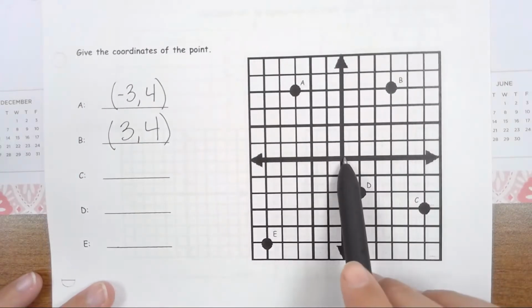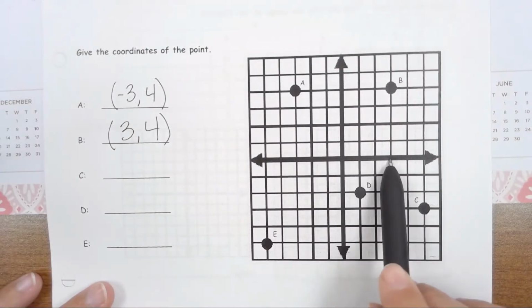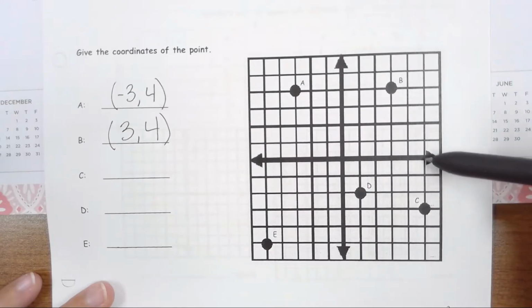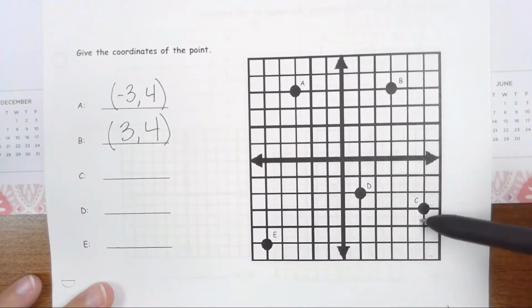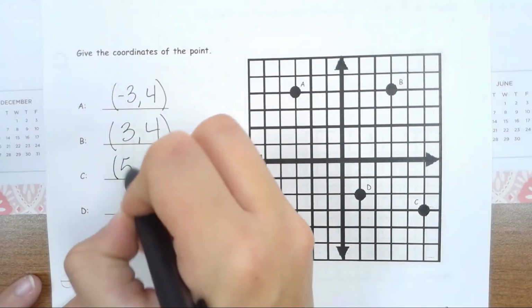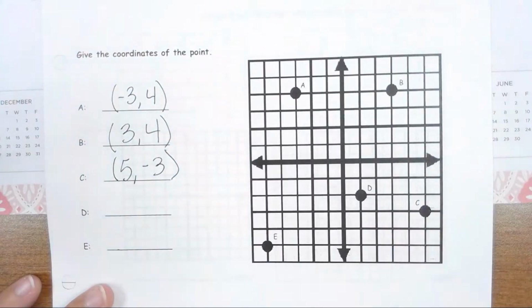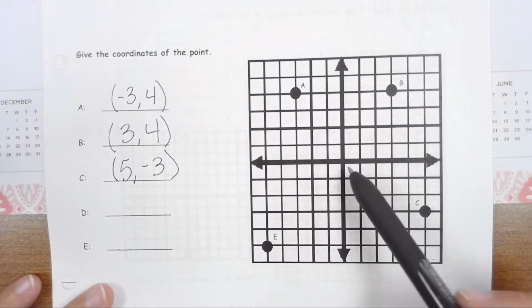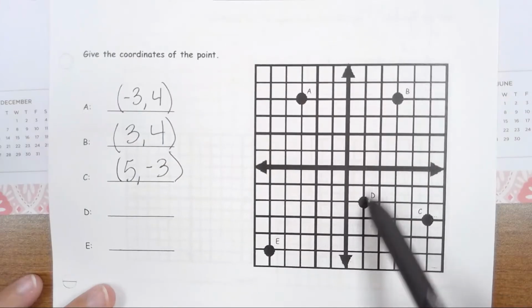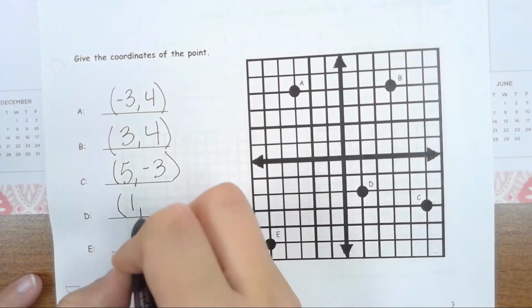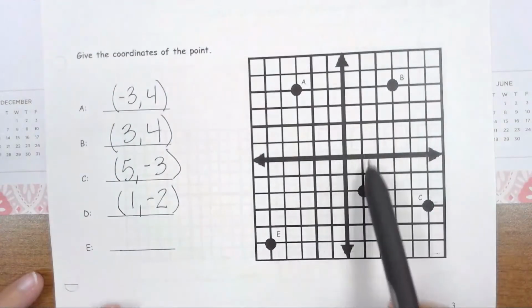C over here is +1, 2, 3, 4, 5. And then now, since we're going down, this is going to be a negative number, so 1, 2, 3. So we went right 5, down 3. So our ordered pair is 5, -3. D, we went right 1, so that's a +1, and down 2, so that's a -2. So that ordered pair is 1, -2.